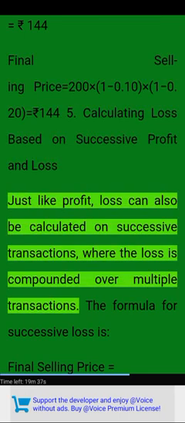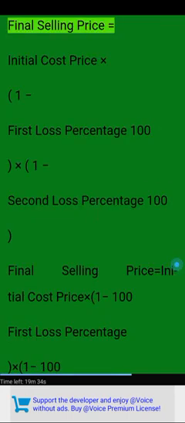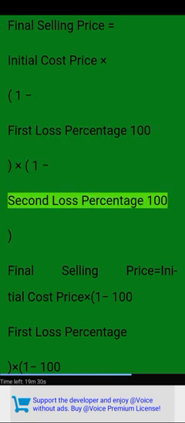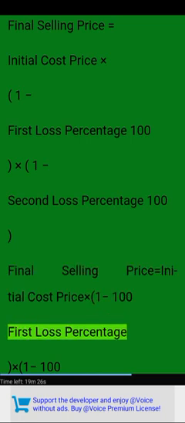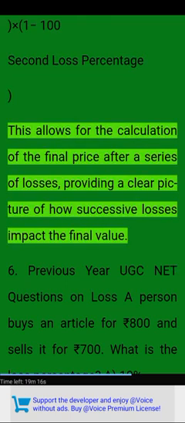Just like profit, loss can also be calculated on successive transactions, where the loss is compounded over multiple transactions. The formula for successive loss is: final selling price equals initial cost price times (1 minus first loss percentage over 100) times (1 minus second loss percentage over 100). This allows for the calculation of the final price after a series of losses, providing a clear picture of how successive losses impact the final value.